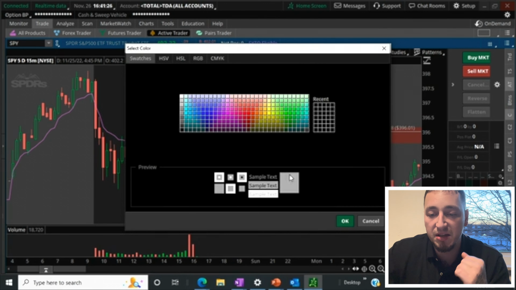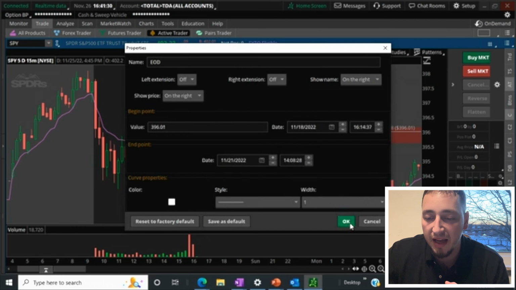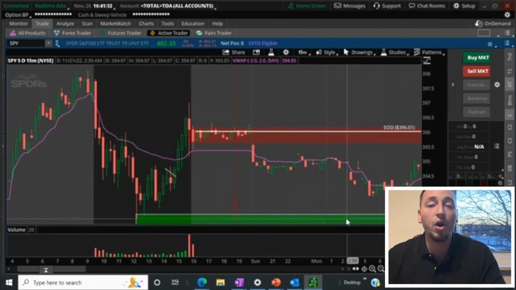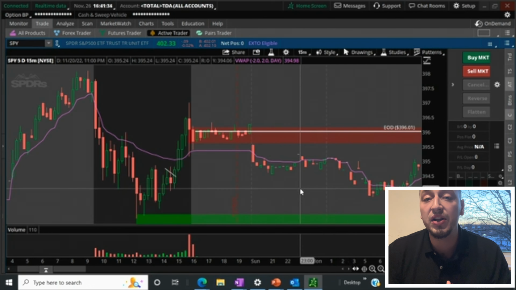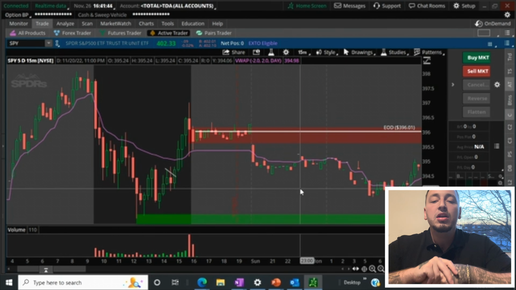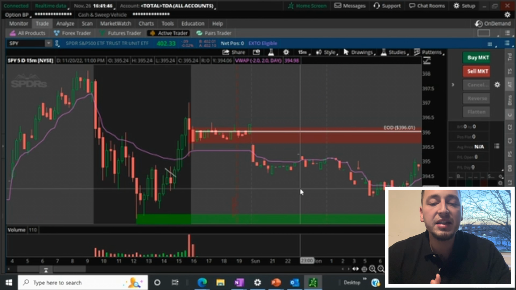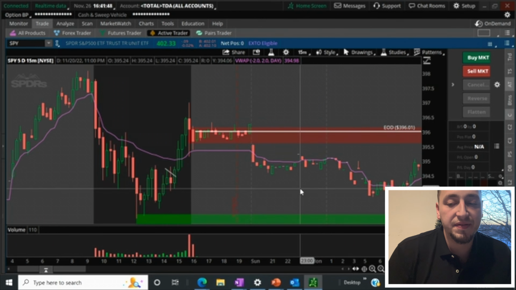I map out my supply and demand zones, and I also map out end of day, because whatever end of day was, there is going to be high volatility around that price. So just for the sake of this example, end of day was $396 and 1 cent. So that is where price ended at the end of the day.